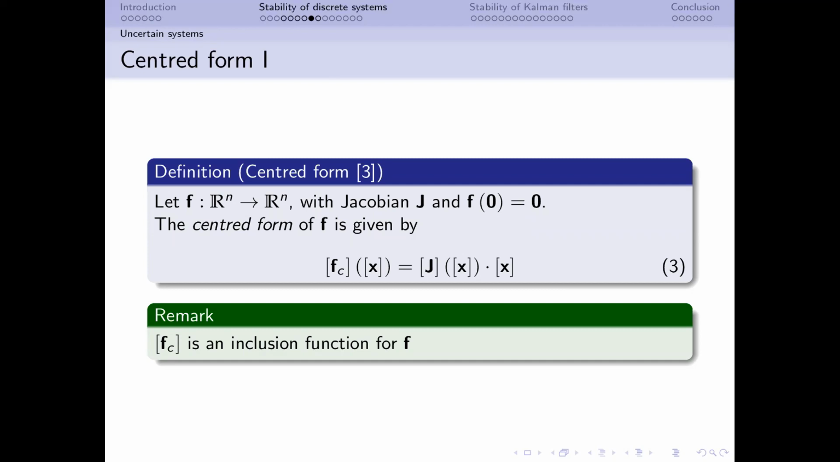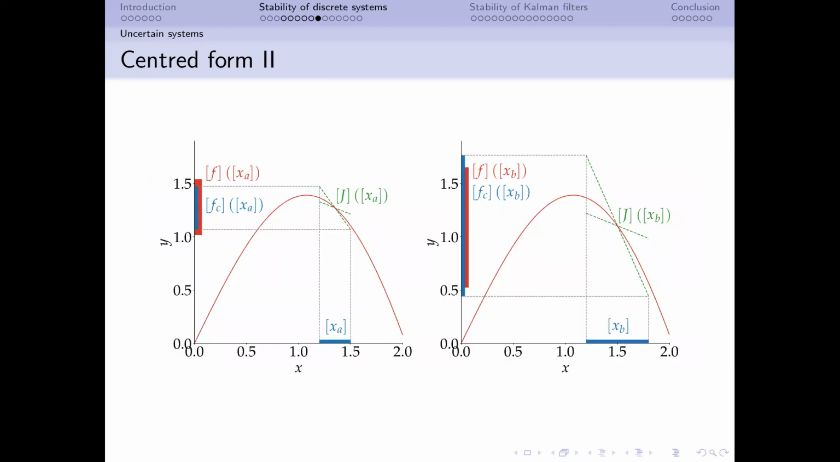Right. So why do we use the centered form? Because, as I said, if the width of the box here is small enough, then compared to, let's say, the natural inclusion function represented in red here, we have a smaller enclosure for the image of the set X. If the box is too big, then the centered form is not performing as well. So that's why we want small boxes in the first place.